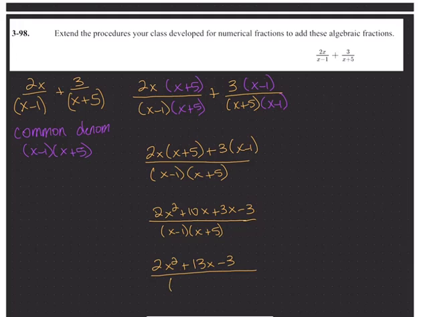And then I'm going to leave my denominator the way that it is, right? Just to get us started in this whole process. So on our next problem, we're actually going to factor the top and then see if there's any like factors that we can cancel out, okay?